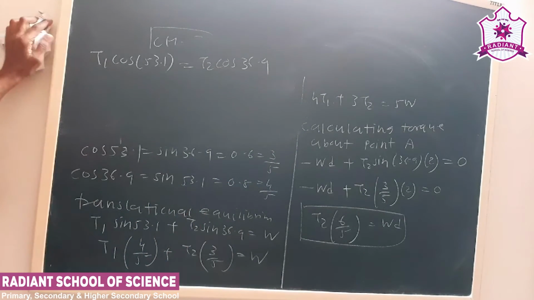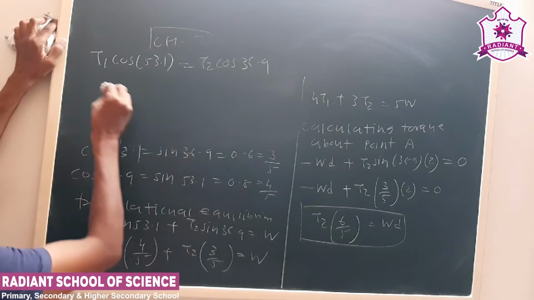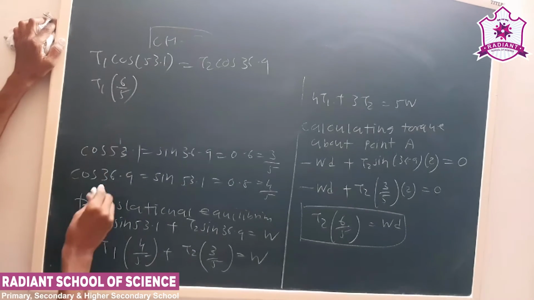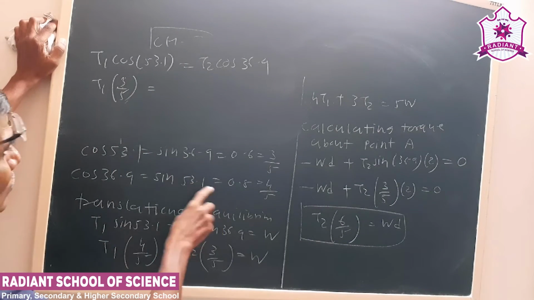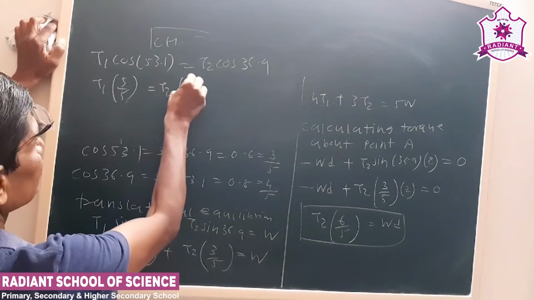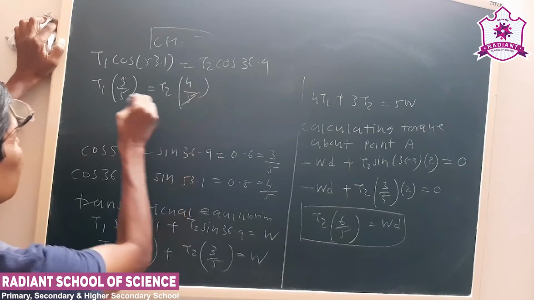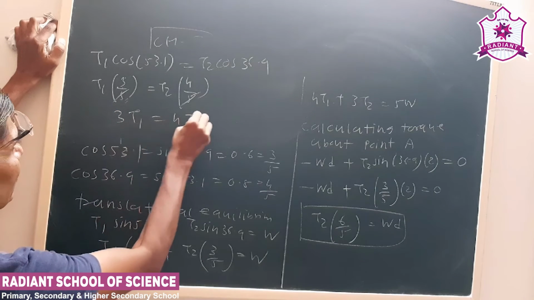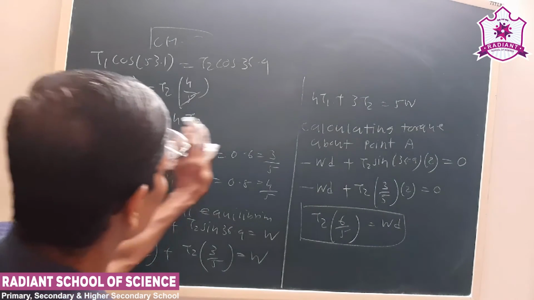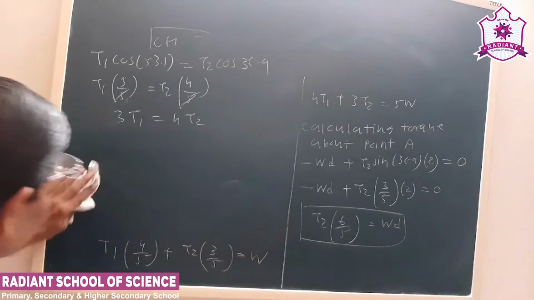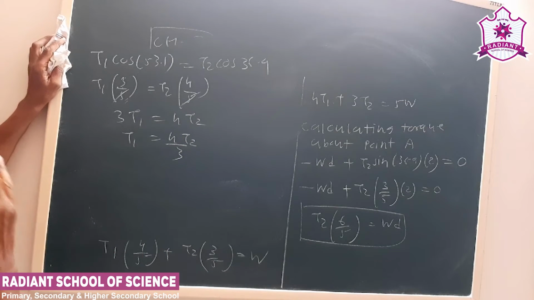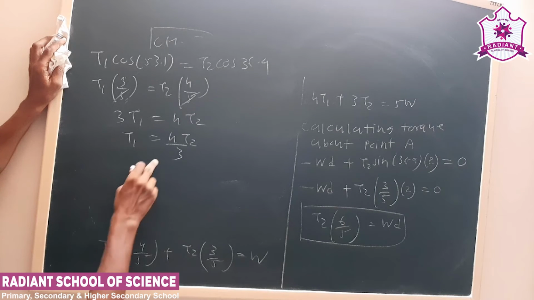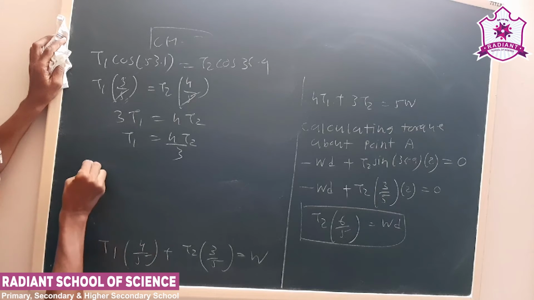Okay, now see, cos 53 is sine 36, that is T1 into 3 by 5 should be equal to T2 into cos 36.9, 4 by 5. So this is 3T1 is equal to 4T2. Okay, this is 3T1 is equal to 4T2. Now T1 will be 4T2 by 3. Now if I substitute here, T1 is equal to 4T2 by 3.